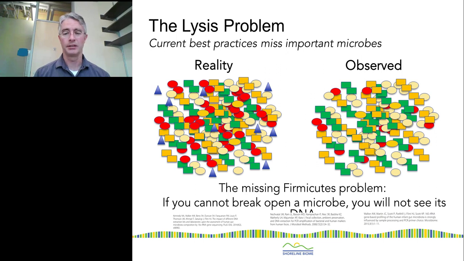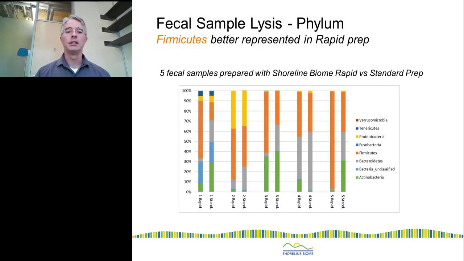Now, the hard part is that the boring ones show up really easily. The more interesting ones can be a real problem. So we set out to address this challenge, and this is really where we made some of our first big gains. What I'm showing here is 5 different fecal samples.